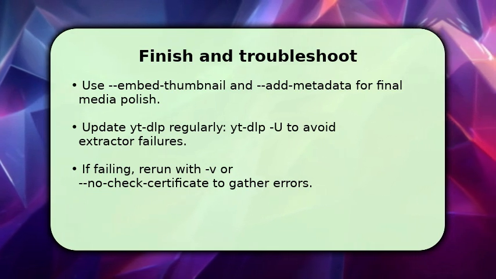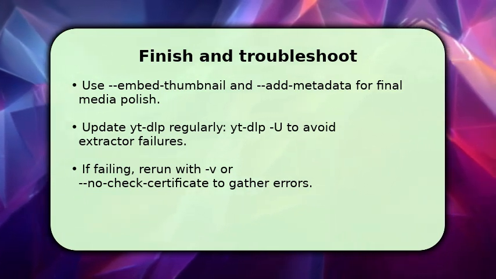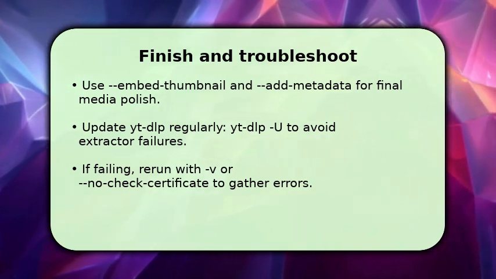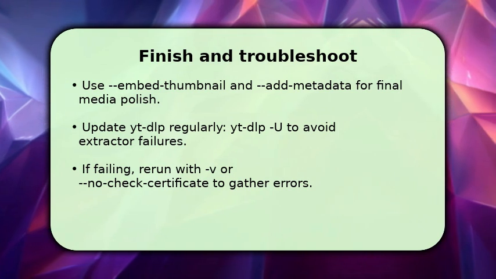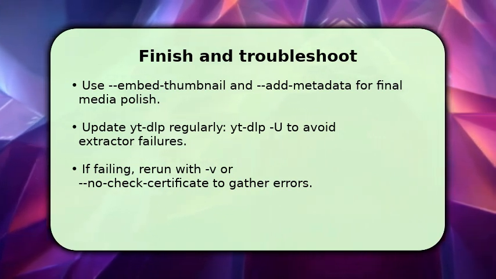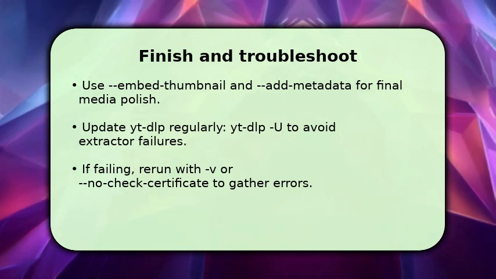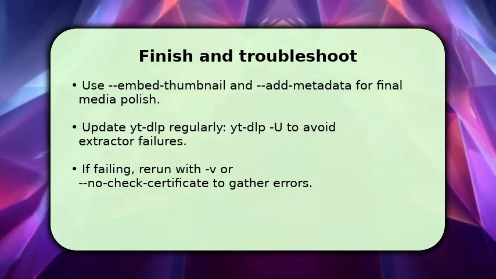If an extractor breaks, update yt-dlp with yt-dlp -U, because changes on sites often require updates. If things go wrong, rerun with -v to view debug output and retry with cookies or an adjusted user agent. That single debug run usually reveals the fix.